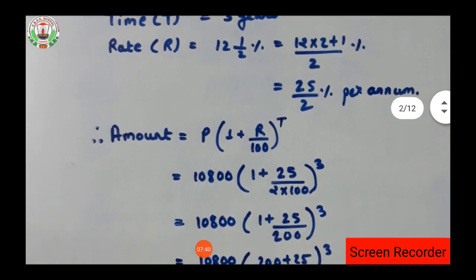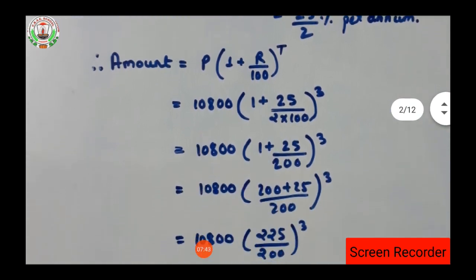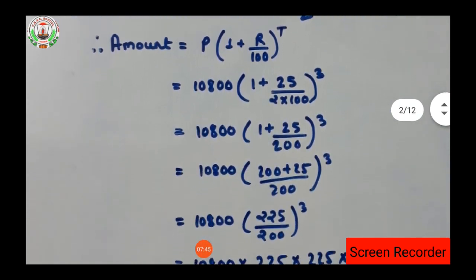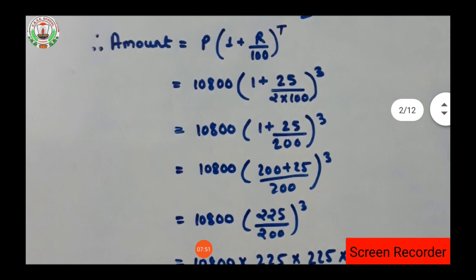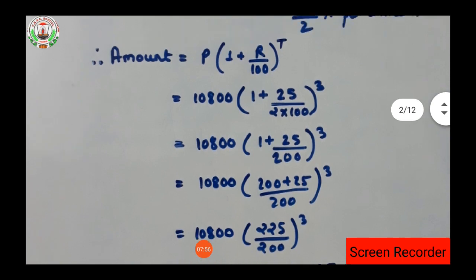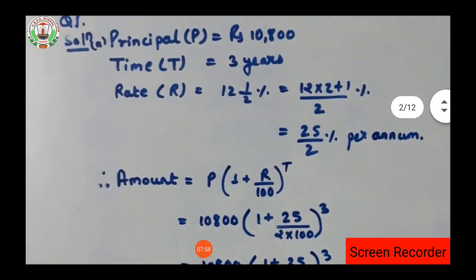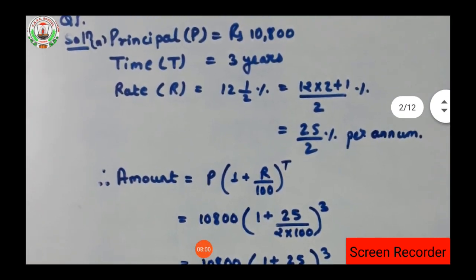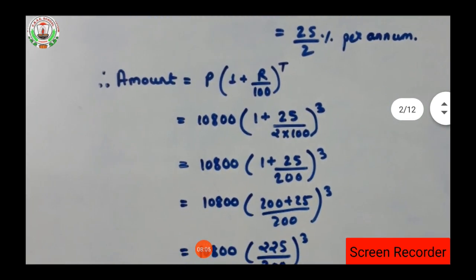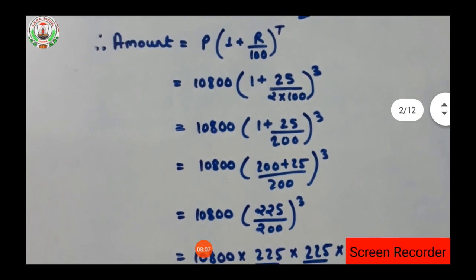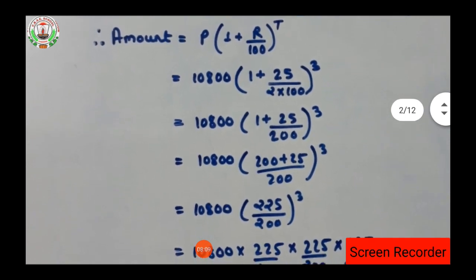Now what is the formula for amount? The formula for amount is equal to P into 1 plus R upon 100, whole to the power T. Where T is given as how much? 3 years. In the question, time is given as 3 years. Principal is given as 10,800 and rate is given as 25 by 2%, isn't it? So all those numerical values we are going to substitute here. So the amount we have to find here.